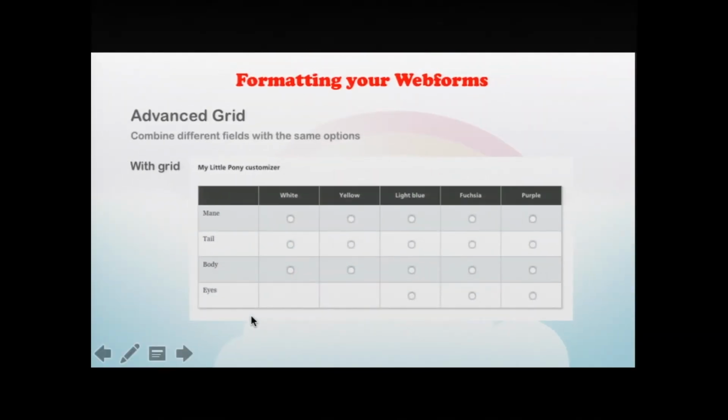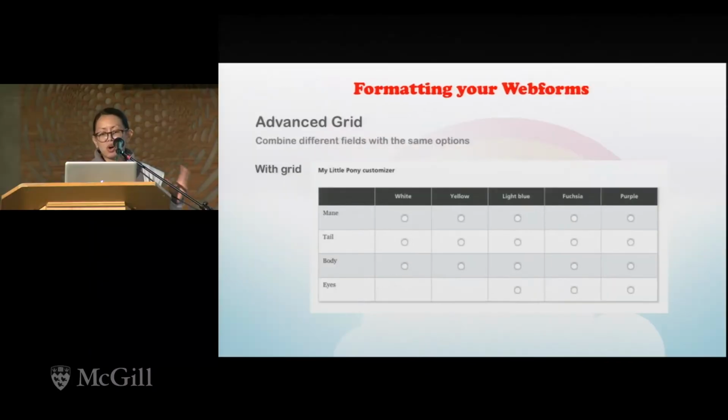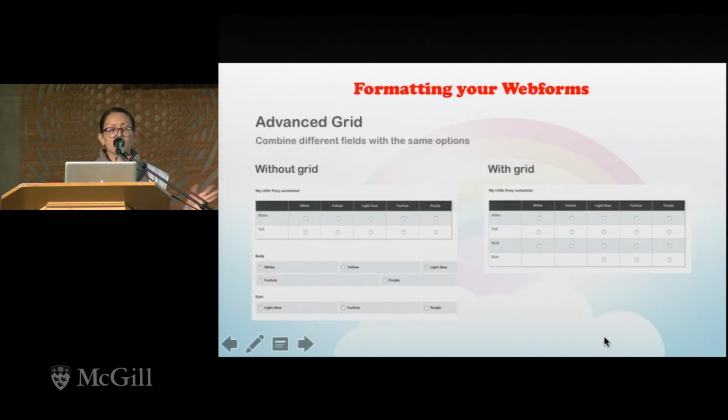Ta-da! So all the components are now neatly displayed in rows, and the options appear in columns with the radio buttons displayed accordingly. Where there are no options that are applicable, such as white and yellow for the eyes, the radio buttons just don't appear. So I think that's pretty sweet. So just to show you again what it looks like with or without advanced grid, here's a comparison, right?